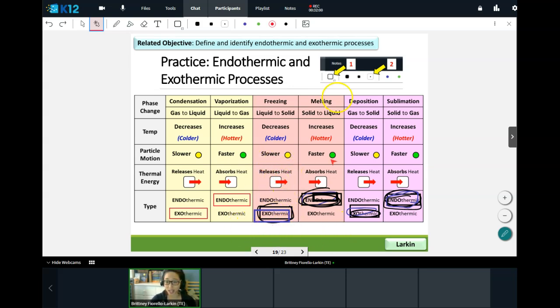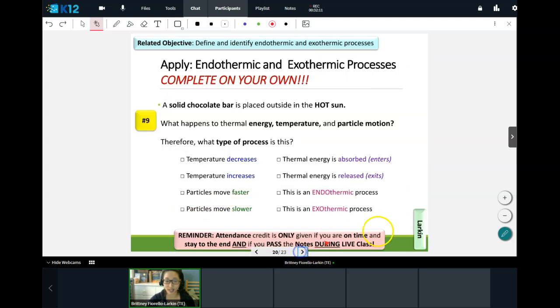That's exothermic. Melting and sublimation, you're getting hotter and faster, turning into liquids and gases, which are more chaotic. And so you must be absorbing heat. Heat is entering. That is endothermic. Excellent job on that one.